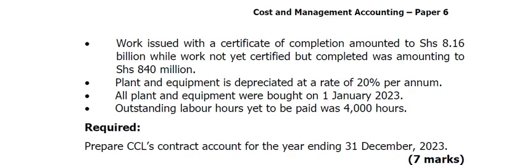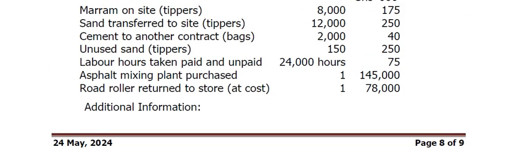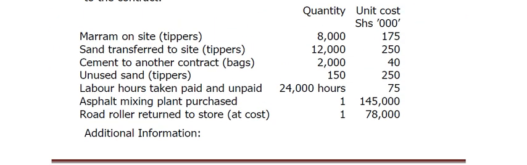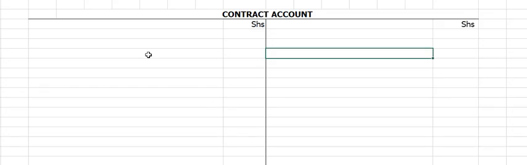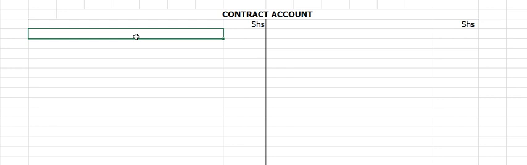Remember, I've told you that all the direct expenses will be debited in this contract account. We have murram on site. We have 8,000 tippers, but each tipper is valued at 175,000, the unit cost. So murram on site, this is a material which they will use in the construction of the road. So this is going to be debited in our contract account.